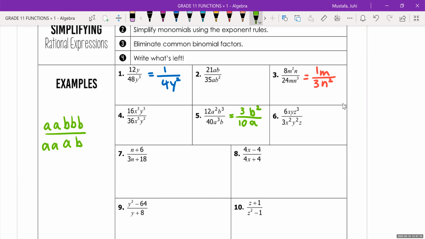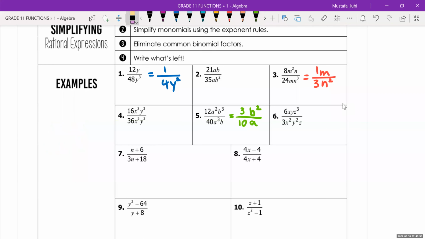And now you just start crossing things out. So you find a matching pair, cross it out, find a matching pair, cross it out, find a matching pair, and cross it out. What are we left with? We're left with 2 b's at the top, 1 a at the bottom, which is why it's b squared over a. So if you don't understand exponent rules and anything like that, then just write it out, start crossing out matching pairs, and whatever you're left with ends up being the answer.